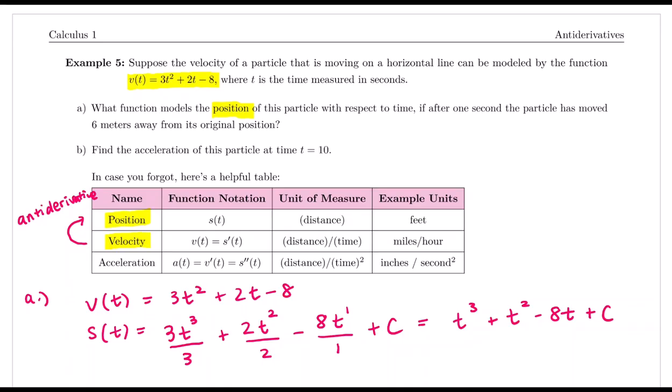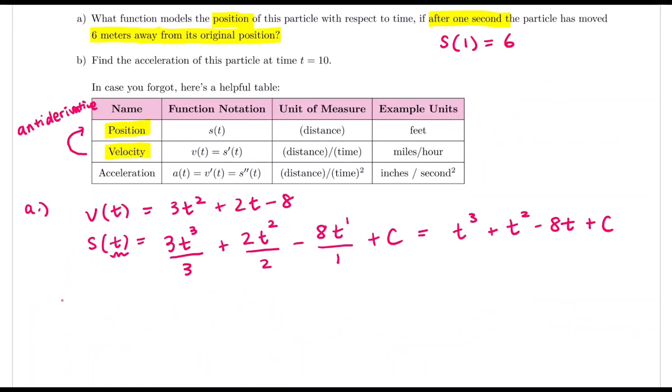Now, something that we'd like to note, it says, after 1 second, the particle has moved 6 meters away from its original position. The reason that we're given this information is this is actually giving us an initial condition. And if you'd like, pause the video to see if you can figure out what the initial condition is. I will tell you, it tells us that s of 1, since our input variable is t for time in seconds, so s of 1 is equal to 6, it moved 6 meters away from its original position. So we're going to use this initial condition to help us find our constant of integration.